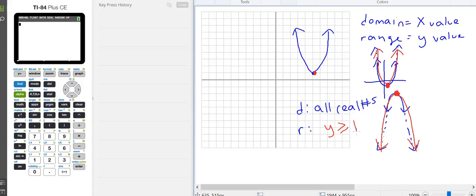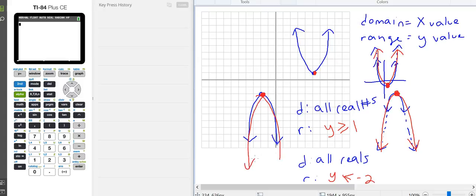Let's say you're given a graph that opens downwards. The domain you know is going to be all reals, and the range is going to be all of the numbers that are below this maximum point. This maximum point occurs at y equals -2, so the range is going to be all numbers less than or equal to -2. All the y values keep on going down.